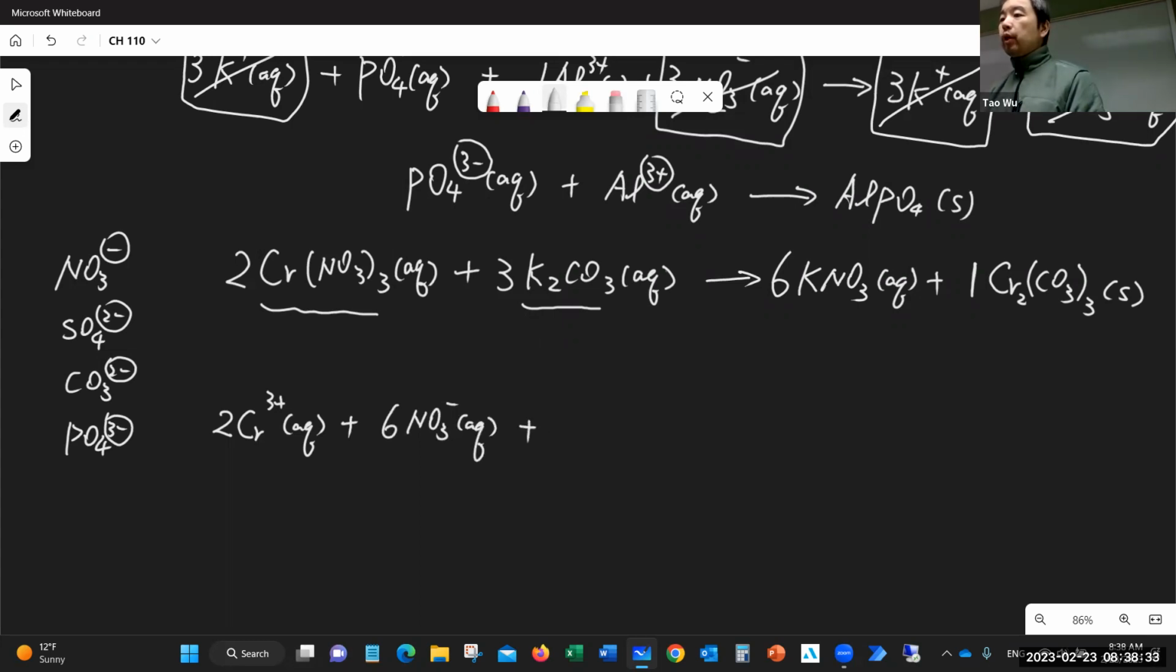Second one, we have 3 of the potassium carbonate. How many potassium ions do we have? How many carbonate ions do we have? We have 6 potassium ions, and we have 3 of the carbonate, 3 of the CO3 2-. Remember, don't forget the charge. The charge is very important because the charge shows that those are polyatomic ions. Those are ions, not molecules.